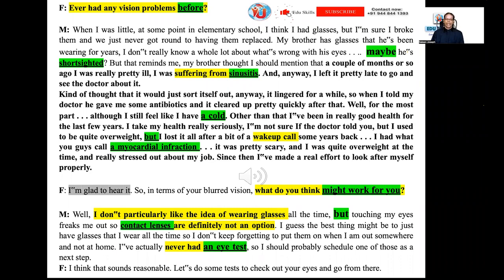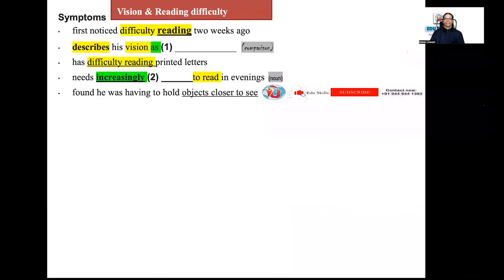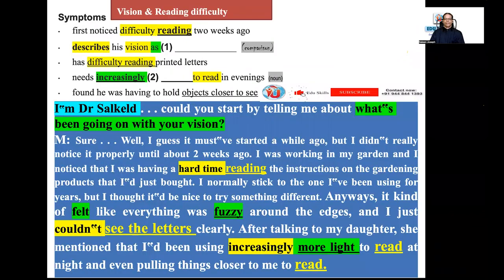And I have actually never had, that is given, clue is given in the bracket, never had one, an eye test. So must have an eye test is the answer given. Okay, I'll be giving you the paraphrasing of these things. Okay. Can you see my screen? Yes, Father. Yeah. See, been going on with your vision, and this is the same thing with the question.